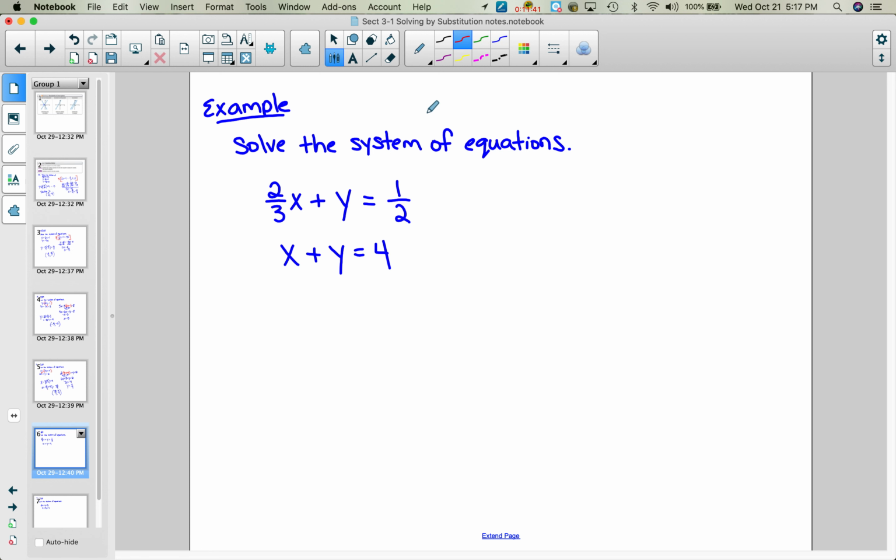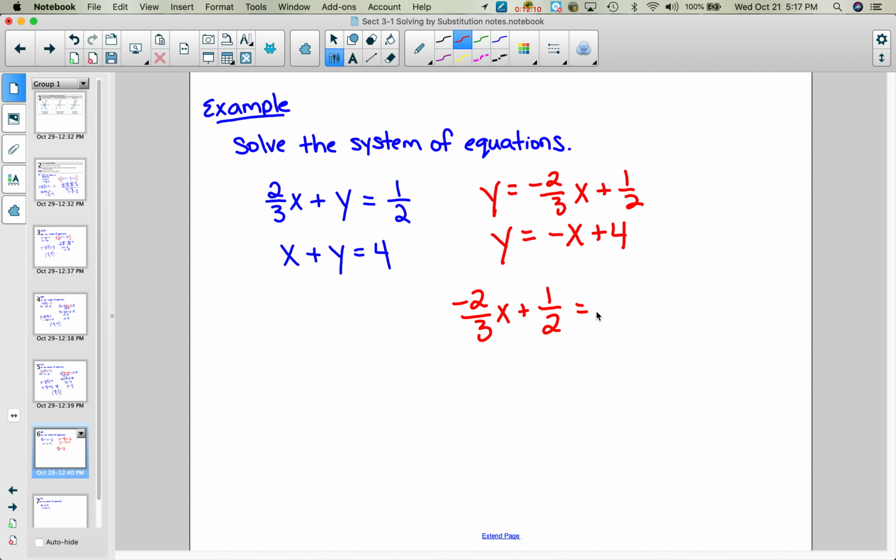So it'd be pretty easy just to say y equals, if I subtract the 2/3 x, I'm going to have negative 2/3 x plus a half. Okay, so I've just subtracted the 2/3 x, chose to put it first, so it's in slope-intercept form. Subtract x, so I get negative x plus 4. And now I have them both solved for y, so I can set them equal to each other.